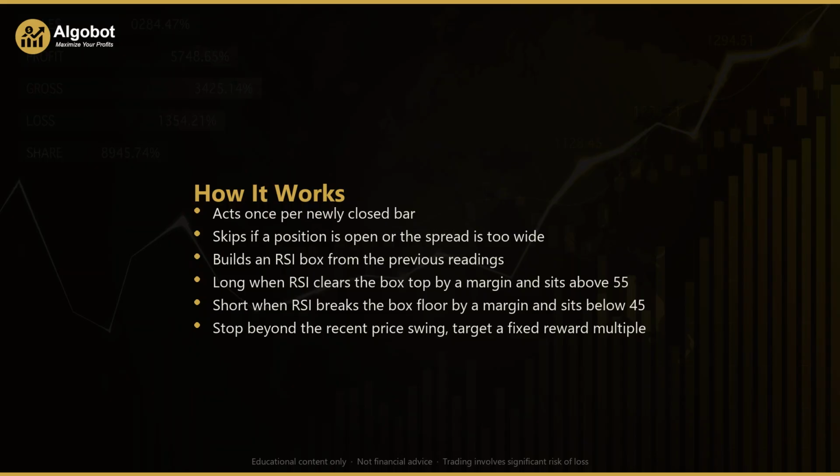For a long signal, two conditions must both be true. First, the current RSI must push above the box top by at least the breakout margin, which by default is 2 RSI points. This makes sure the move is decisive and not just a whisker over the edge. Second, the RSI must be in genuinely bullish territory, at or above the bull threshold of 55. That second gate is important. It stops the strategy from mistaking a small bounce off a low reading, say RSI climbing from 20 to 35, for a true upside breakout.